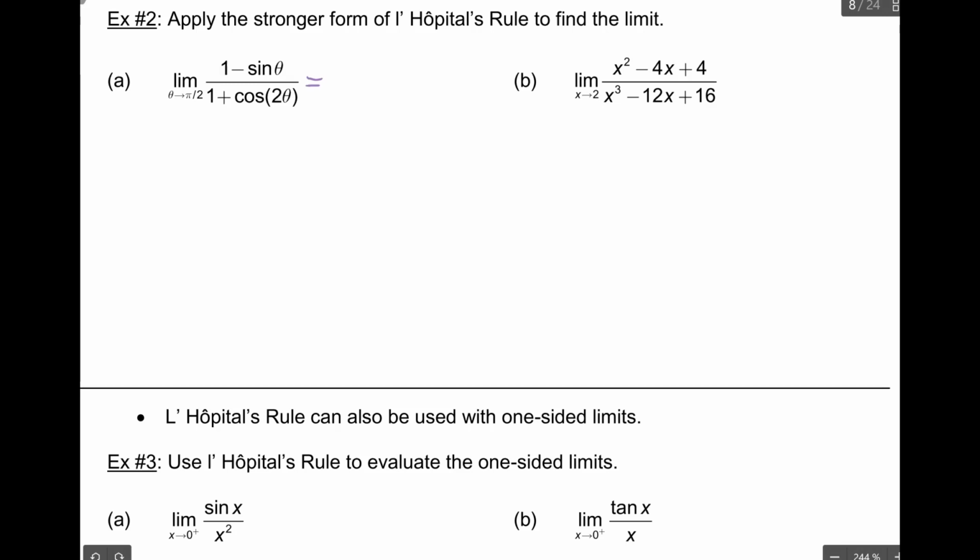So if we apply L'Hopital here, we apply the stronger form to find the limit. As we approach pi over 2, I have 1 minus sine theta over 1 plus cosine of 2 theta. So if I apply L'Hopital, the derivative of 1 minus sine theta is going to be minus cosine theta, over the derivative of 1 plus cosine double angle, which is going to be minus 2 sine 2 theta.